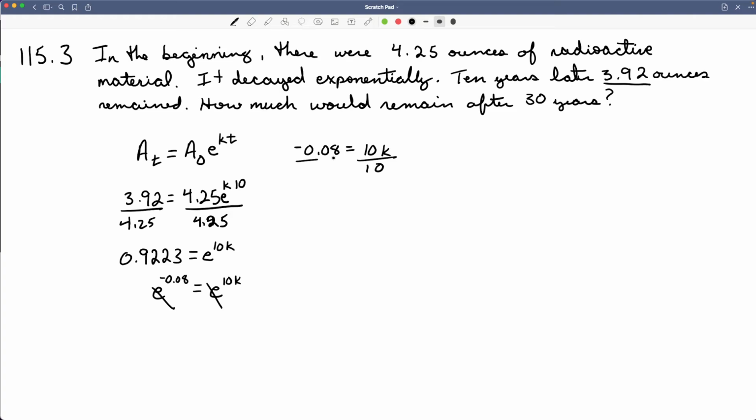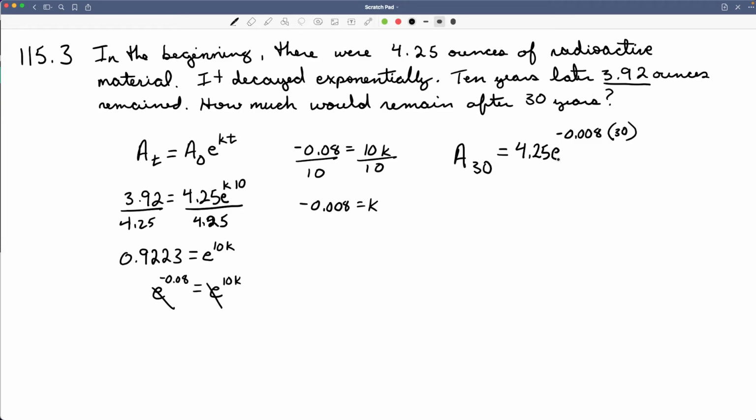Divide both sides by 10. And we get that negative 0.008 is equal to k. And that is our constant. Now we can take this constant and apply it to the 30-year mark. So the amount in 30 years is going to be equal to the original amount, 4.25, with a rate of decay here, k, negative 0.008 times 30 years.